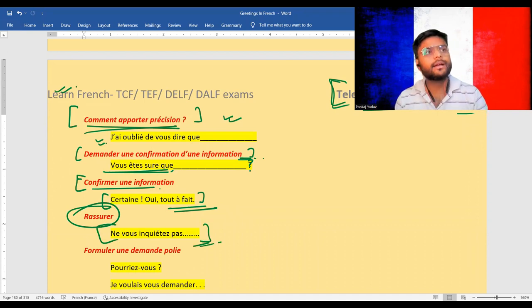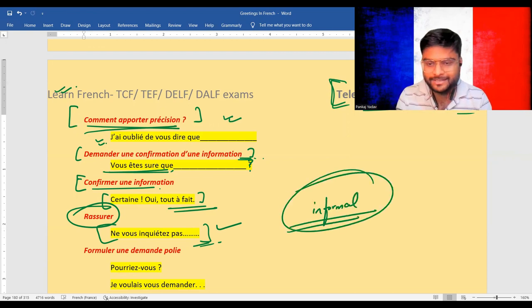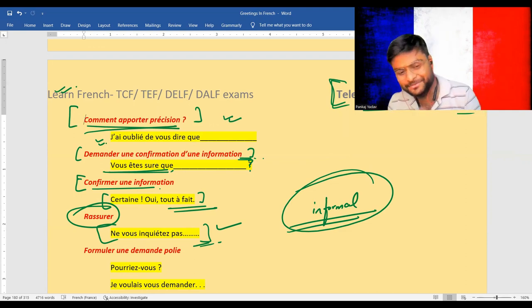Ne vous inquiétez pas. Il faut utiliser "ne vous inquiétez pas" si la relation est formelle. Sinon, vous pouvez utiliser "ne vous en faites pas". Dans un contexte informel, vous pouvez dire "t'inquiète pas" ou bien "ne t'inquiète pas". Je suis vraiment désolé pour une telle faute.